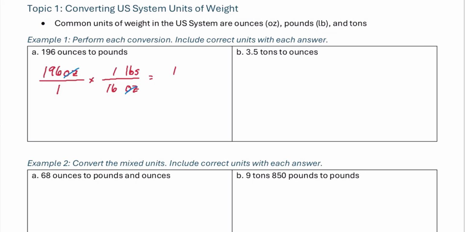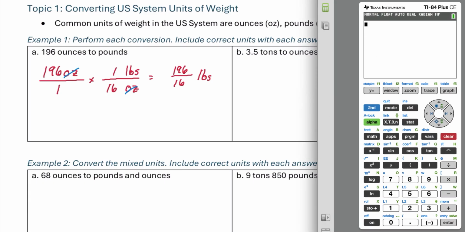196 times 1 is 196. 1 times 16 is 16, and we're left with pounds. Let's simplify this using the calculator. 196 divided by 16. We get 12.25 pounds.